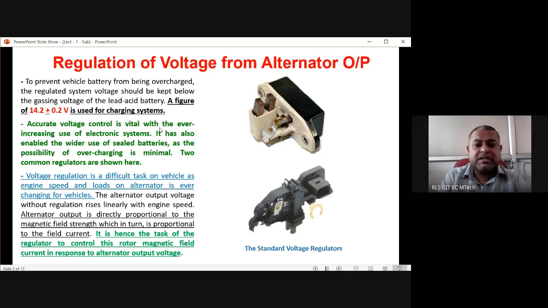Two common regulators are shown here. So these are the common regulators. Inside this the circuit is there. Voltage regulation is a difficult task on a vehicle, as engine speed and load on the alternator is ever changing. So these are very critical issues we have to remember. I told you in the previous slide that as there is an ever changing load condition, there is continuous change in the speed of the vehicle. So regulation will be very difficult, because the source itself is varying very fast. Okay, that's why a regulator is very much required.